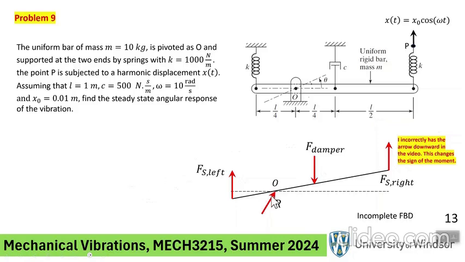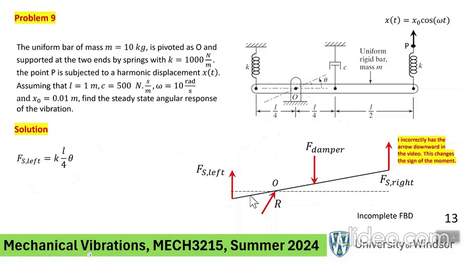Now, obviously, what you have to do is write sum of all the moment about the fixed point, O, the pivot point, equal to I about O, theta double dot. Okay, so let's do it. So first of all, this causes a moment, which is in this direction, opposite to the direction that we have chosen for theta. So later on, when we balance things, this is going to be a negative moment.